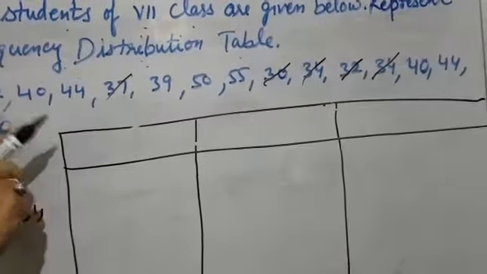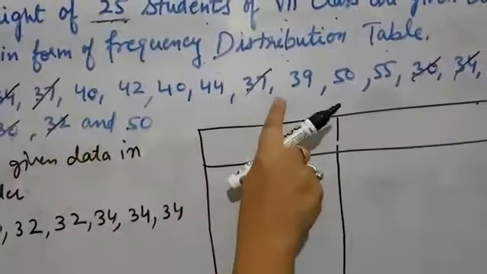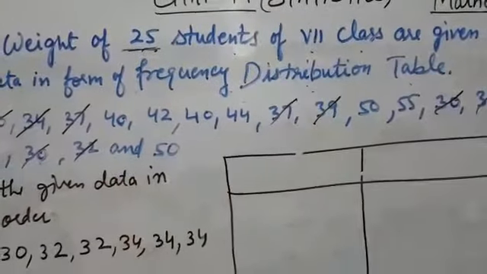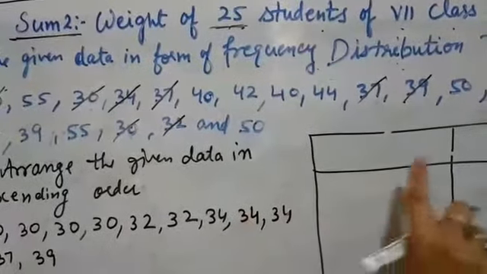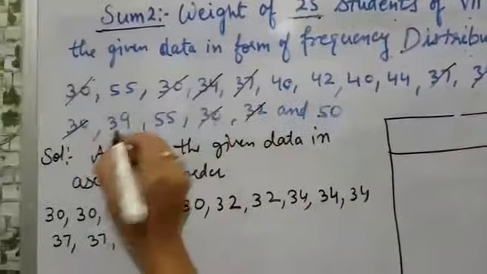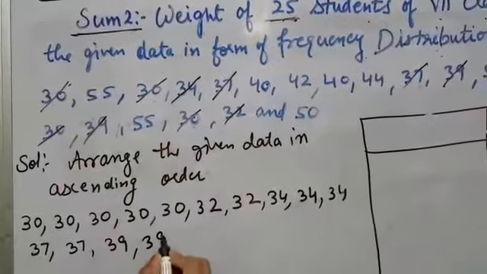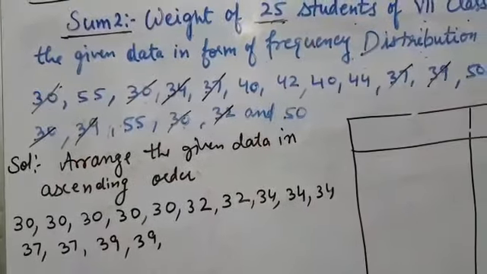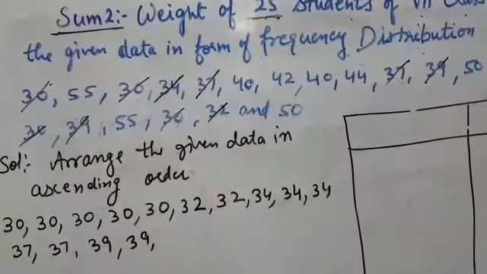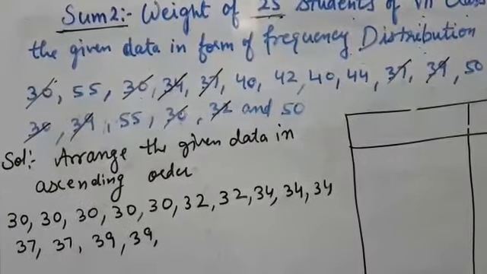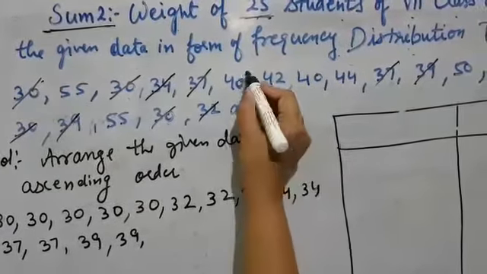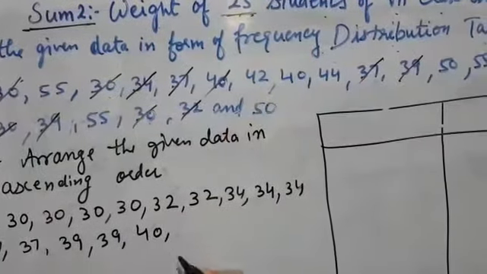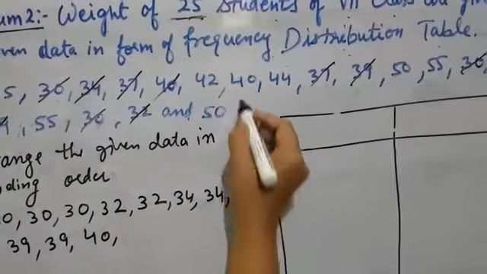Next, after 37, there will be 39. Yes, it is 39, and one more 39. Arrange the data in ascending order; it will make your sum very easy. After 39, what is the next number? Yes, it is very clear, it's 40. Now how many 40s are there? One more.